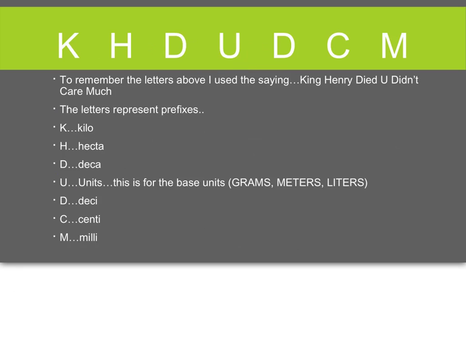Just a reminder from what we learned in class, I put the letters of "King Henry died, you didn't care much" at the top of the page. We want to remember that those prefixes represent different types of things that we would put in terms of measurement. So we have the K being the kilo, the H being the hecta, the D being the deca. This is the unit, and this is the area that we need to make sure we don't forget. Those units are the base units, so that's the grams, the meters, and the liters. Then we go to deci, and we've got the centi, and here's the milli.